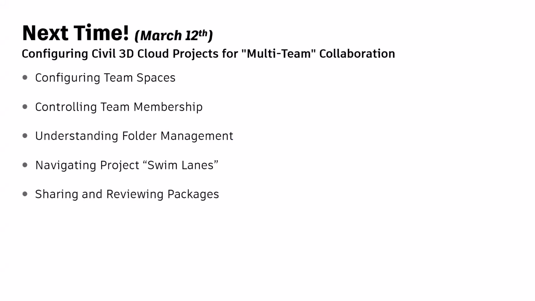On March 12th, we're going to look at how we can configure Civil 3D Cloud projects for multi-team collaboration. This would allow us to create dedicated team spaces if we have multiple teams associated with a project. We'll look at how we can configure the team spaces, control team membership. We'll look at how the folders are managed when we're using multi-team collaboration. We will also talk about how we can exchange packages and how we can review the contents of those packages and how they can be shared using swim lanes.